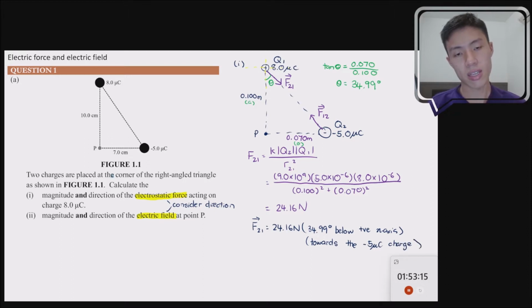Okay, maybe this is acceptable as well. Okay, next question 2. Question 2 asks for the direction and magnitude of the electric field at point P.